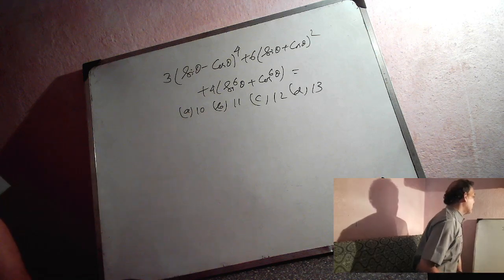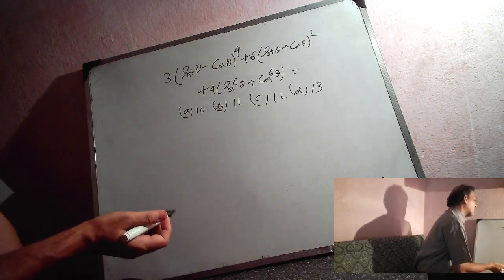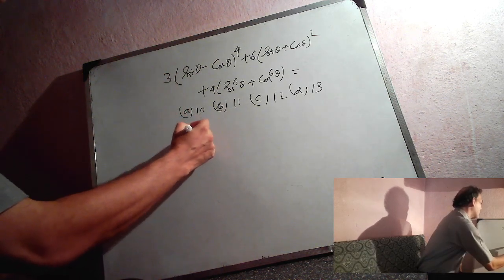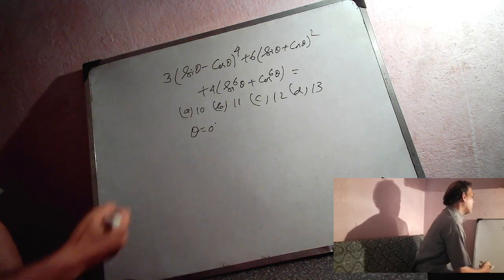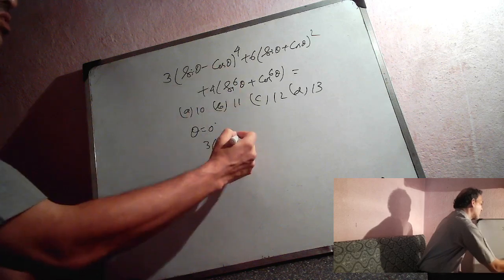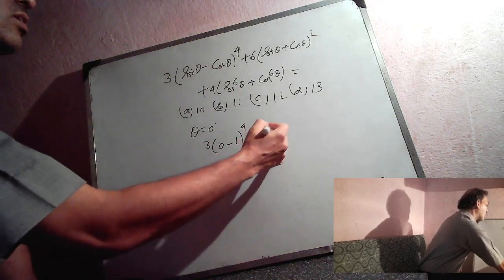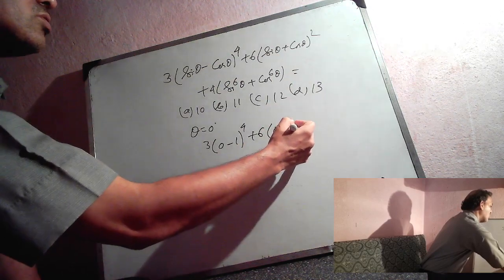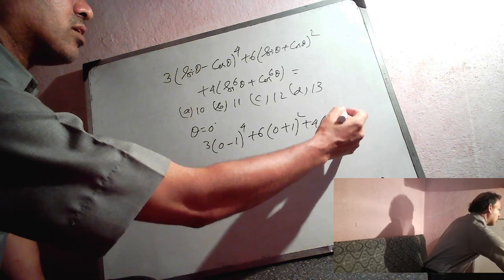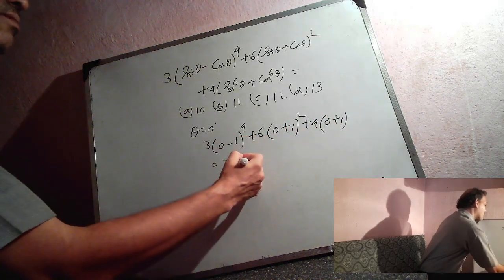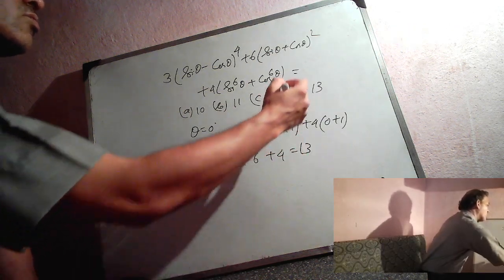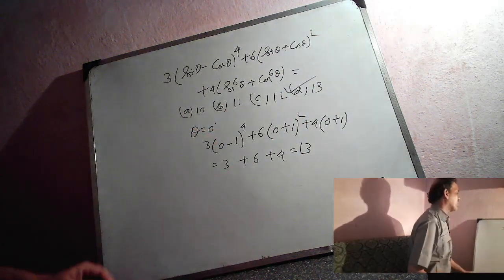Without breaking it, we can easily solve for its value. How? Put θ equals 0. If we put θ equals 0, this reduces to 3(sin 0 − cos 0) with sin 0 = 0 and cos 0 = 1, plus 6 times sin 0 cos 0 terms, plus 4 times sin 0 cos 0 terms, which equals 3 + 6 + 4 = 13. So option D is correct.